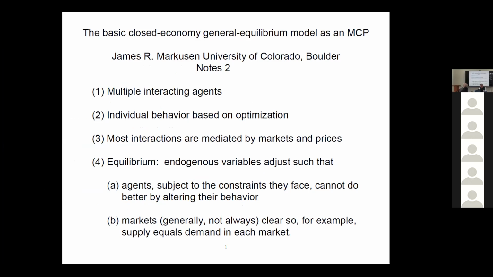So first of all, what is a general equilibrium model? Well, it typically involves multiple interacting agents, with individual behaviors based on optimization. I love behavioral economics, but there are infinitely many non-optimizing behaviors, so optimization is still a cornerstone of modeling. Interactions are mediated by markets and prices. That doesn't have to be the case. We have models with externalities, environmental or other kinds. I don't think we'll be getting into those this week.